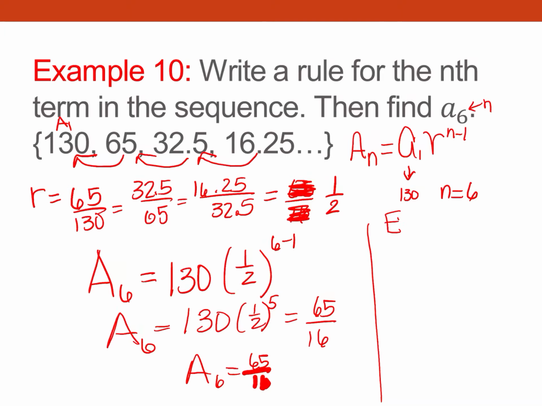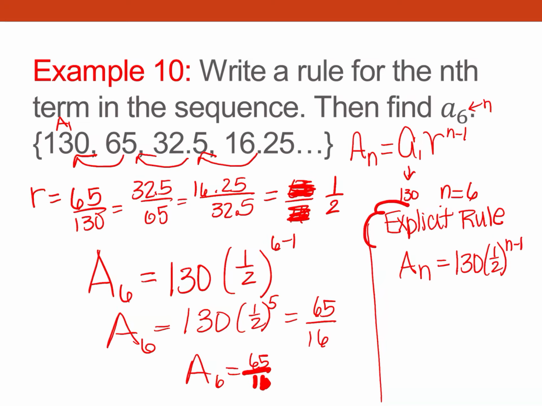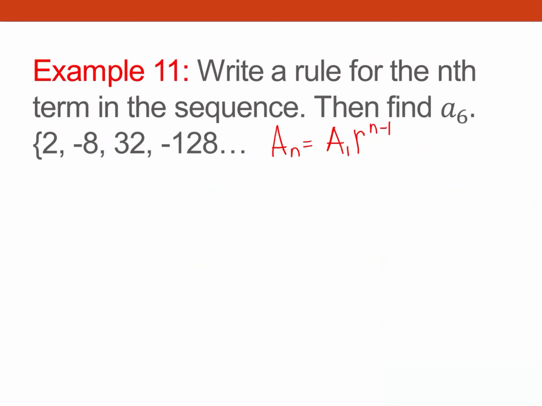Okay, the rule, explicit rule. I didn't write the formula down when it asked me to, so I need to go back and do it here. First term was 130. Common ratio is 1/2 to the n minus 1. Explicit rule always has the n written in it. Okay, so that's example 10.